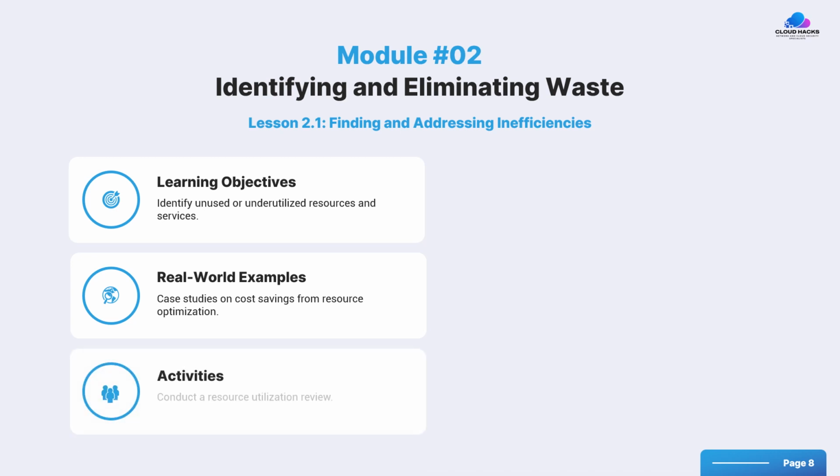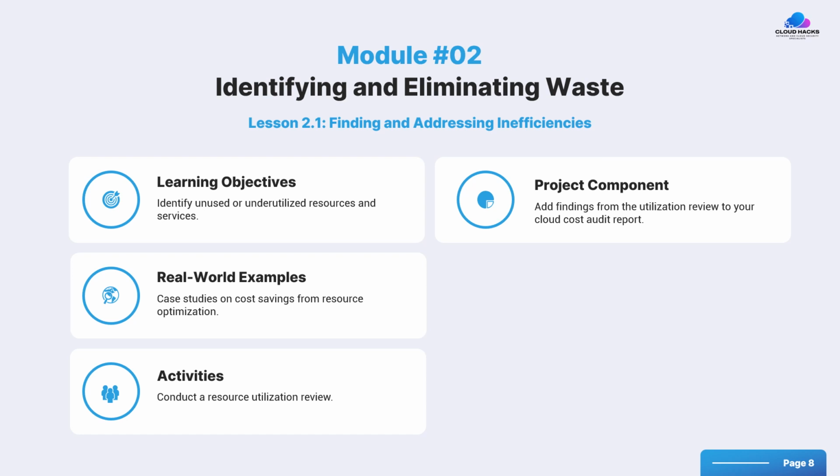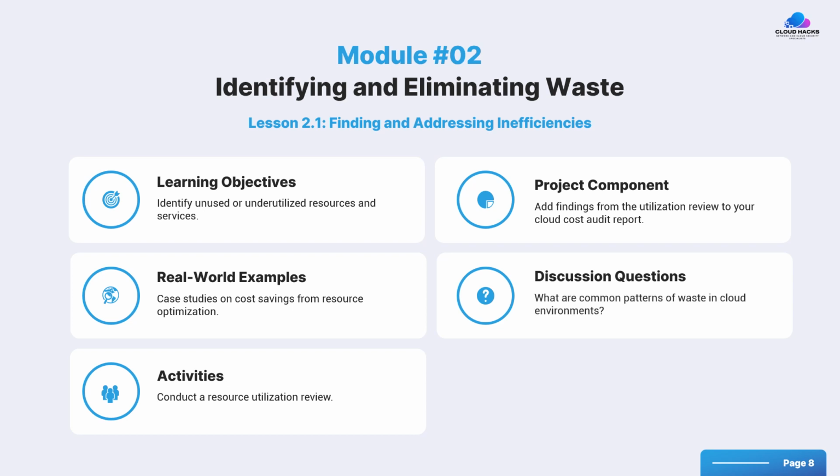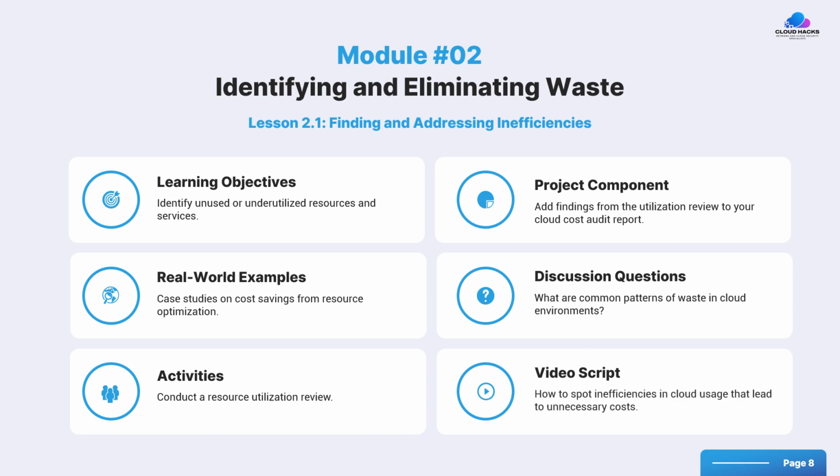Activities. Conduct a resource utilization review. Project component. Add findings from the utilization review to your cloud cost audit report. Discussion questions. What are common patterns of waste in cloud environments? Video script. How to spot inefficiencies in cloud usage that lead to unnecessary costs.